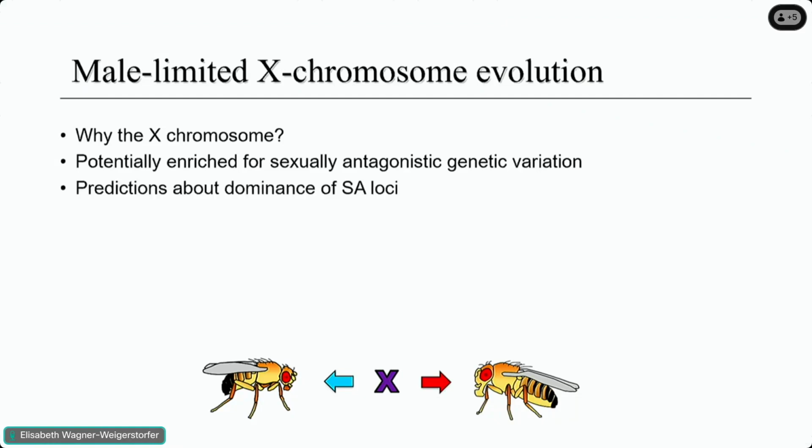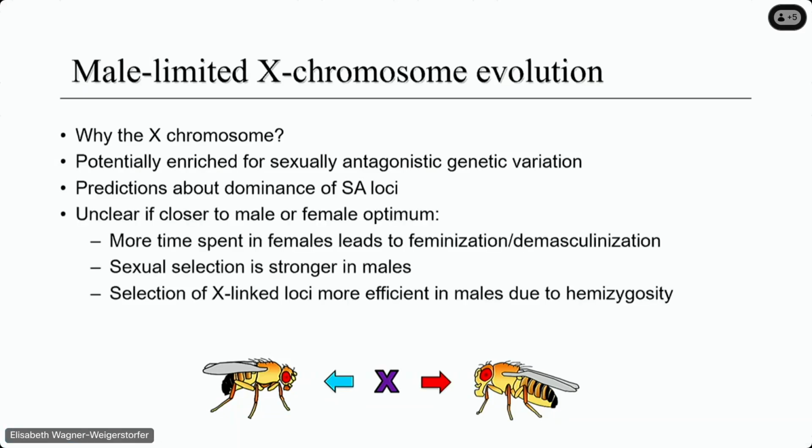There's also predictions about the dominance of sexually antagonistic loci. So even if we don't necessarily think that the X is enriched, there could still be sexually antagonistic alleles there. And there are these predictions about dominance, that something that's good for males and bad for females should be recessive in females, because the males are going to express it anyway. And on the female side, you don't get the cost until it becomes higher in frequency if it's recessive.